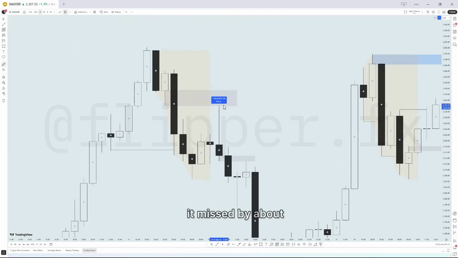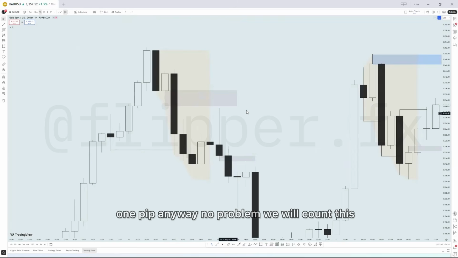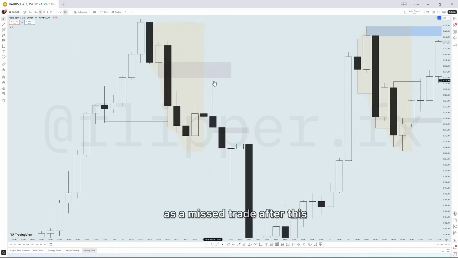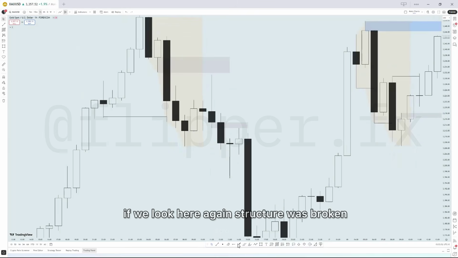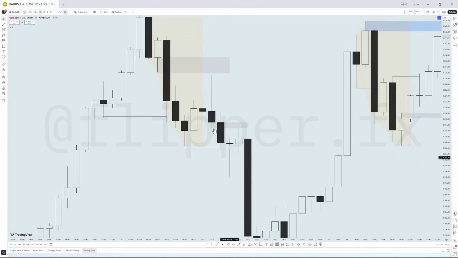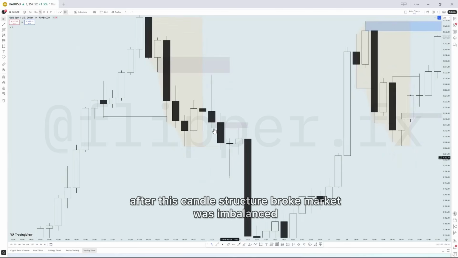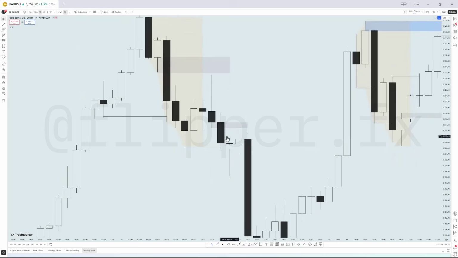Now this wick was left maybe just by a few points, 1 or 2 points. It missed by about 1 pip. Anyway, no problem. We will count this as a missed trade. After this, if we look here again, structure was broken. After the structure break, this was the candle. After this candle structure broke, market was imbalanced and major volume came in.